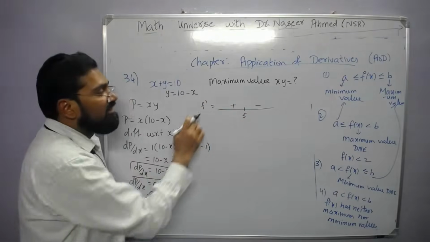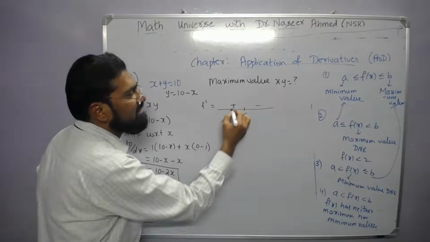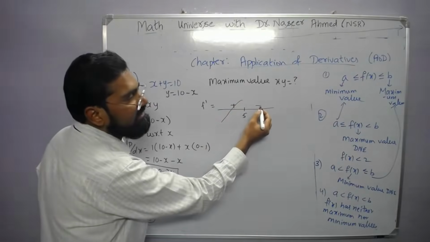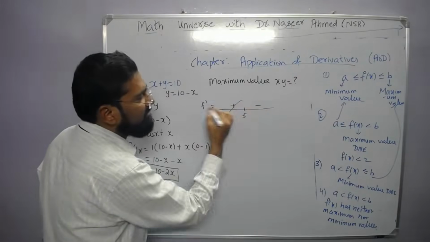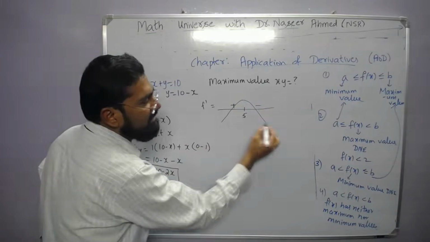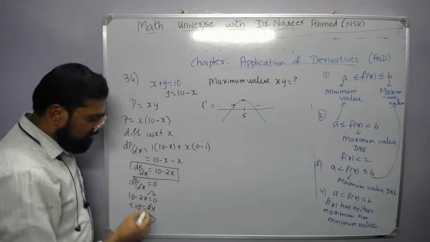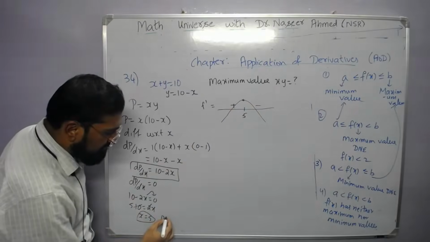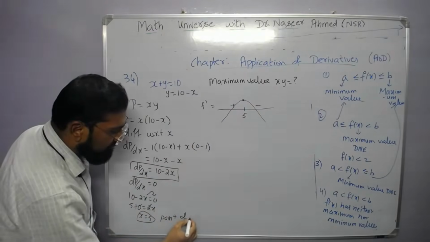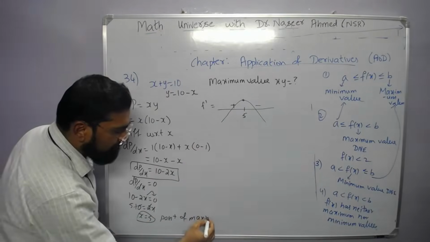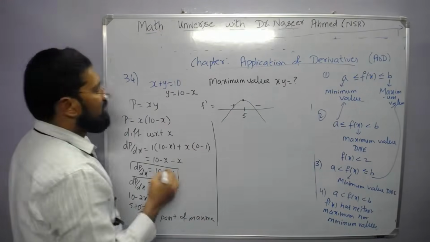These are the signs of what? f dash. If f dash is positive, the function is increasing. And after reaching 5, the sign of f dash is negative, so the function is decreasing. So it's from increasing to decreasing, and you have got the maximum value here. So this x is equal to 5 is what? Point of maxima.